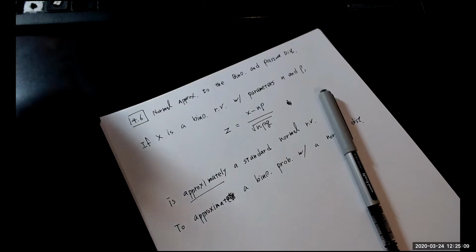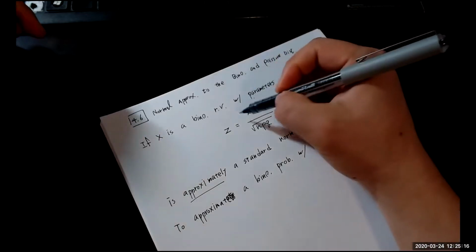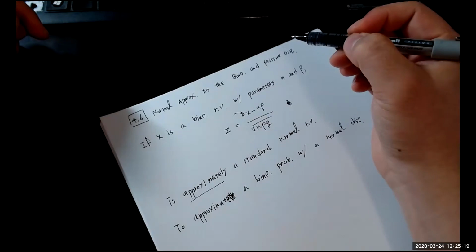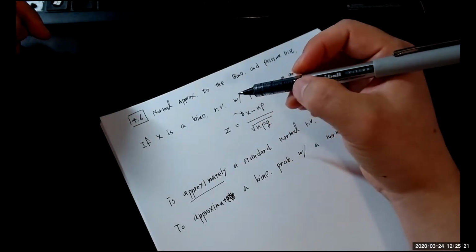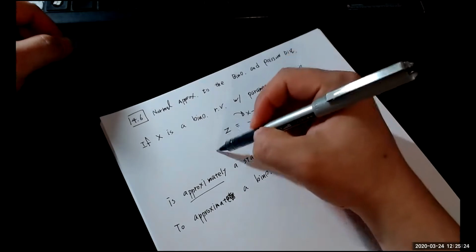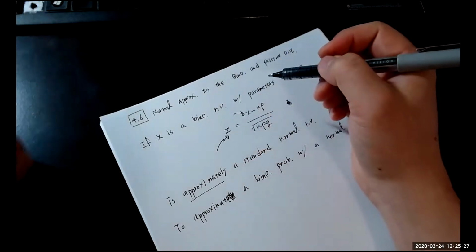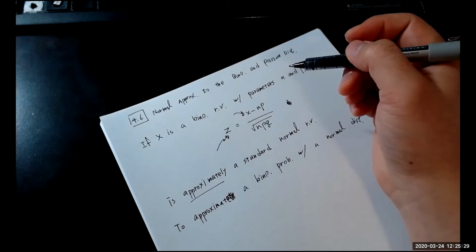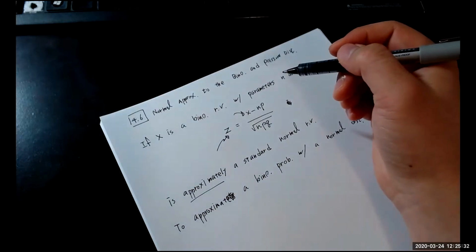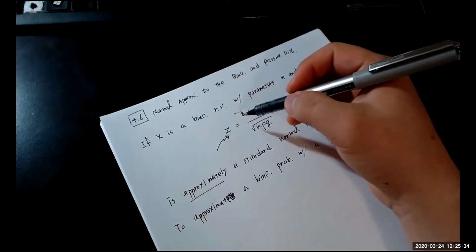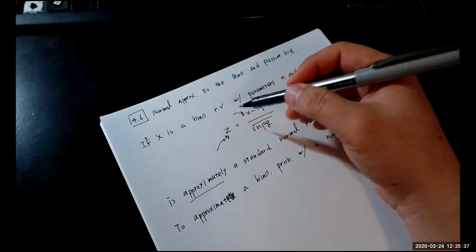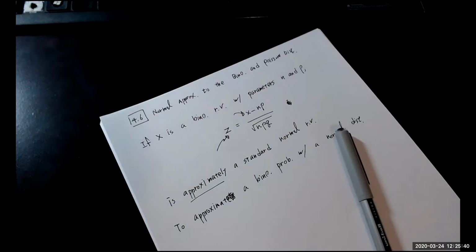We have to apply the continuity correction. Since this x is a discrete random variable, but this z-score is a continuous random variable, there is definitely a gap between them. In the binomial distribution, x must be 0, 1, 2, 3, 4, 5, a non-negative integer.